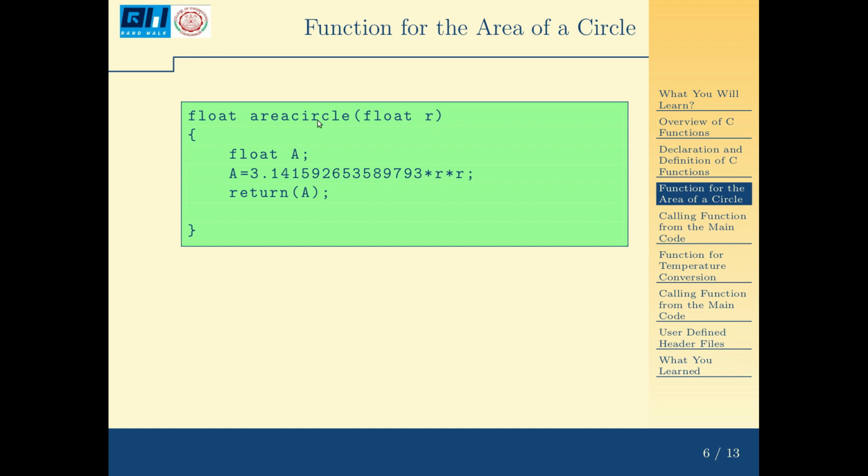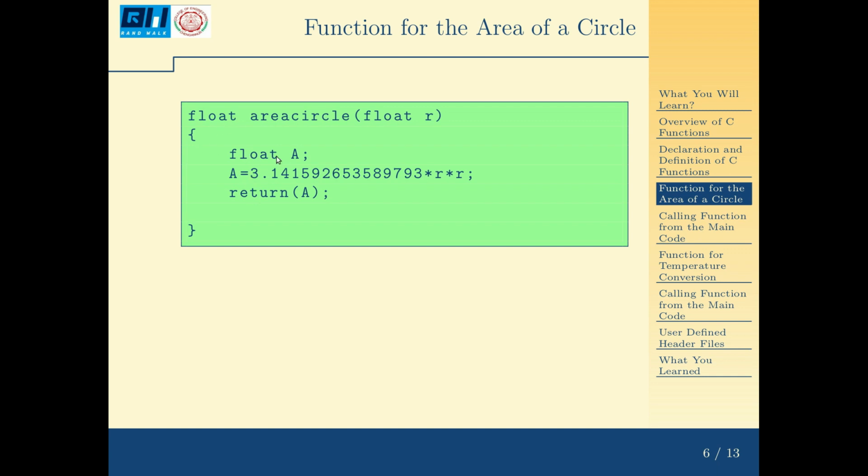Then what is this area circle doing? It is returning the value of area. What type is that? It's a float value, because I am multiplying 3 pi r square. So r is a float, so the value returned should be a float. So that's a float value.